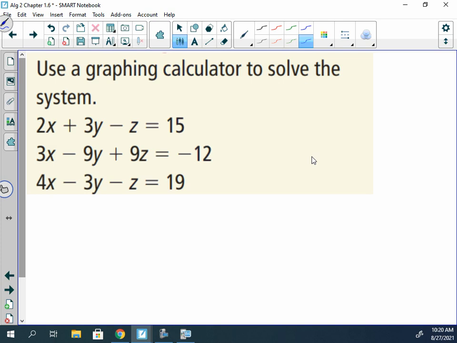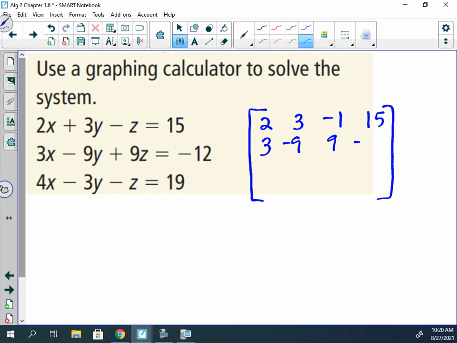We want to write this as an augmented matrix first. So in all three equations, we do have x, y, z in order. So we're good there. So our first row would be what? 2, 3, -1. Next one. 3, -12. And then the last one. 4.